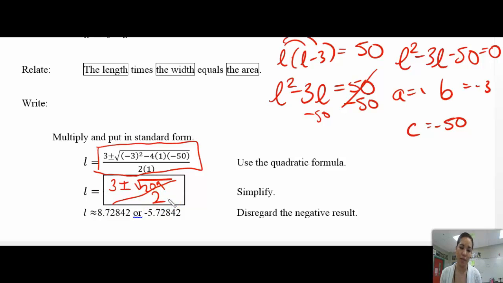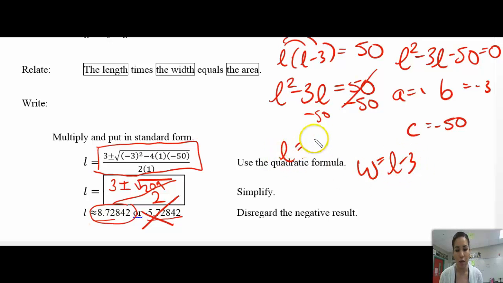Okay, so there it is, and if we actually do the plus and then the minus, you get two different answers. You get the length, or it could also be negative. Well, can length be negative? No, so we're going to forget about this, and we're only going to look at this length. Our length is 8.72. Well, if we know the length is 8.72, what's the width? Well, we know that the width was the length minus 3.